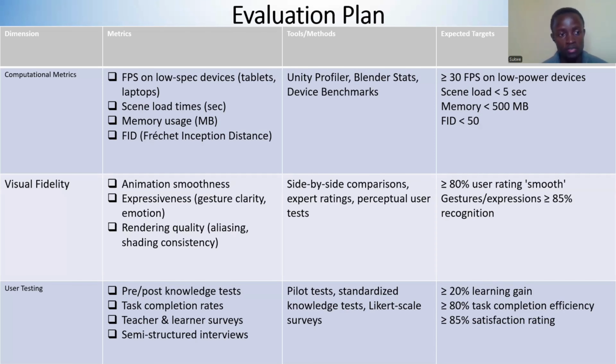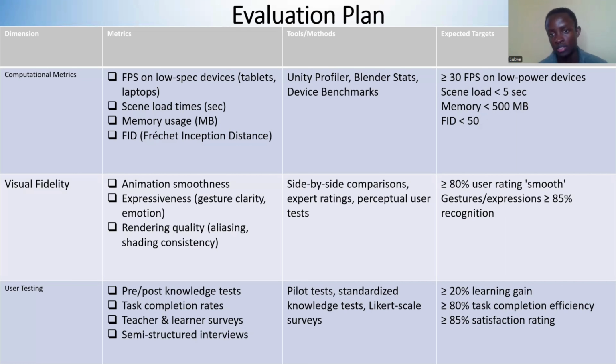That's the computational metrics, the visual fidelity, that is how similar the animations are to the real things, and what the users actually think about them. So under computational metrics, we'll use tools like Unity Profiler, Blender Stats, device benchmarks to test for metrics such as frames per second rendered for a given animation, the sync load times, memory usage, and the Fréchet Inception Distance. So this distance deals with assessing the quality of the generated images by, for example, GANs in AI.